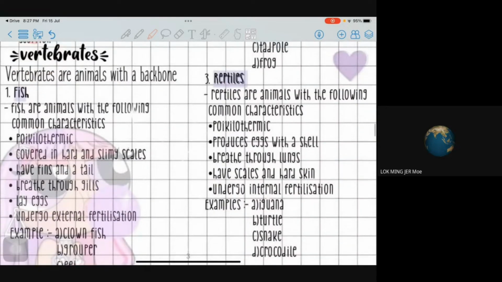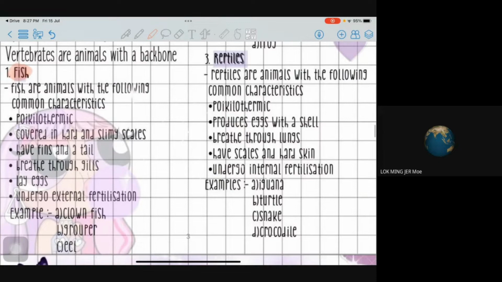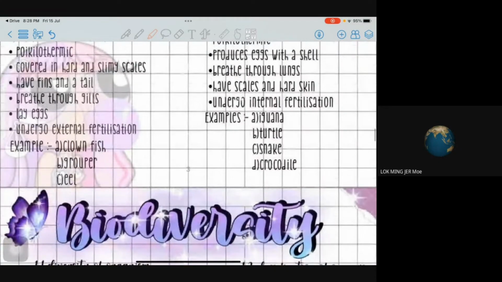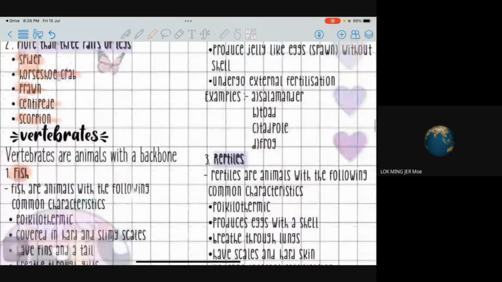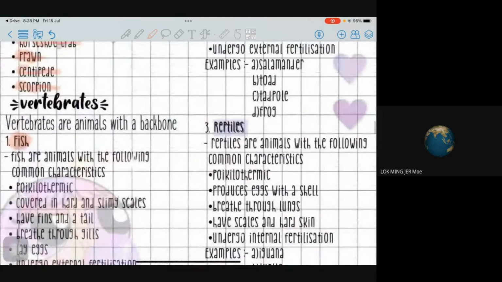Okay, how about vertebrates? Vertebrates are animals with a backbone. For example, fish. Okay, fish are animals with the following common characteristics. Examples, a lot of them: eel, grouper, clownfish. That is external fertilization. Fish are an example of external fertilization.